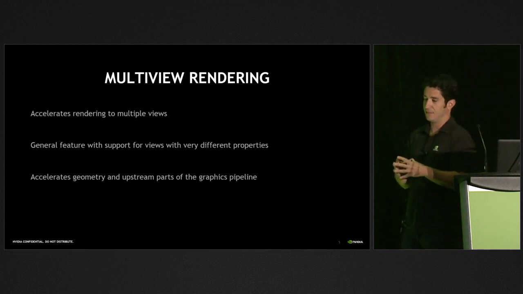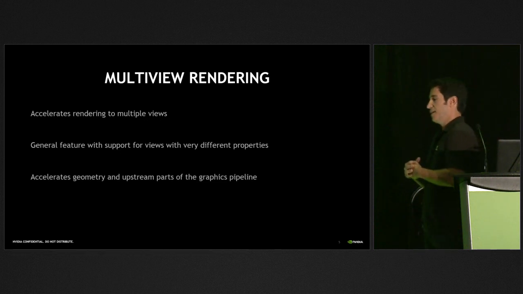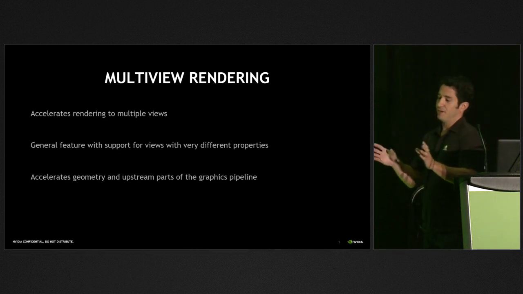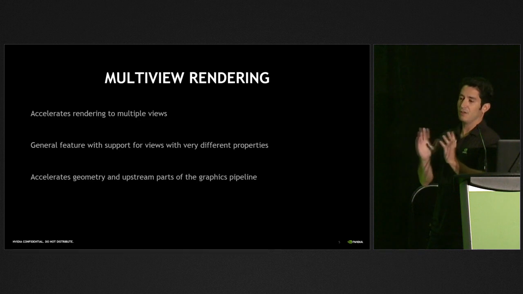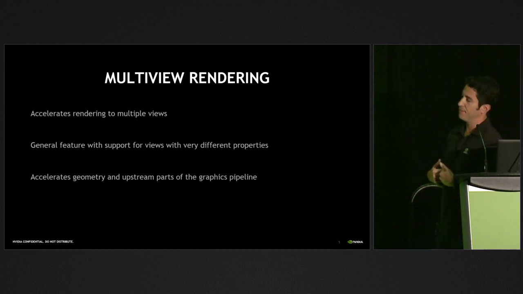And what it does is it accelerates the parts of the pipeline that are before you actually need to split into multiple views. So, for example, if you share all vertex shading and all the geometry for 2 views, what this feature would accelerate is everything before the rasterization part of the pipeline, right? And we'll talk about some actual examples of that in a second.